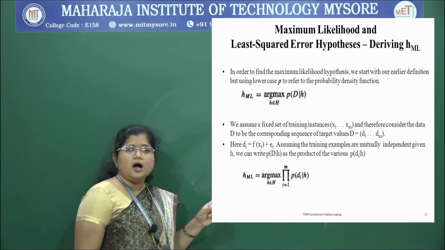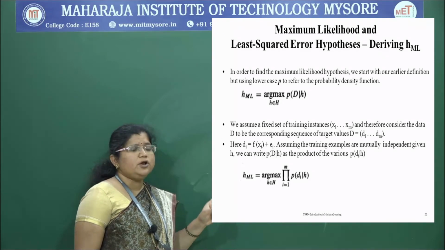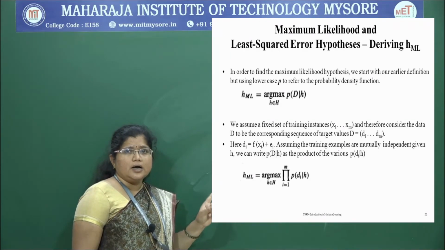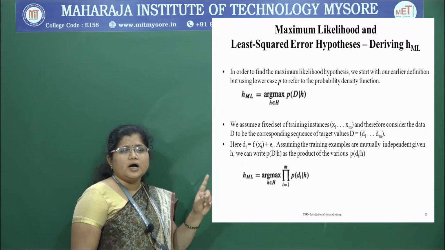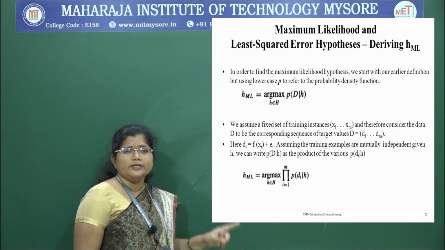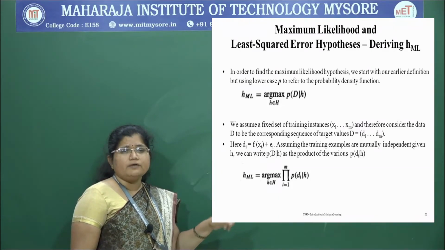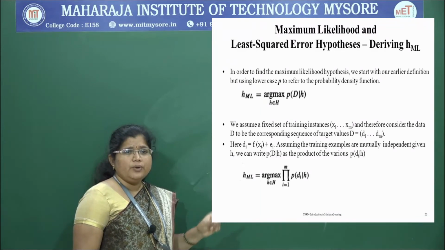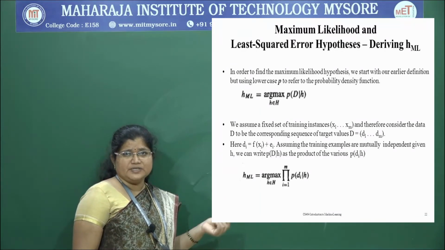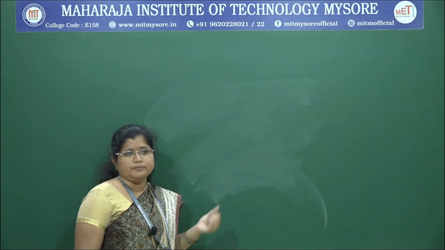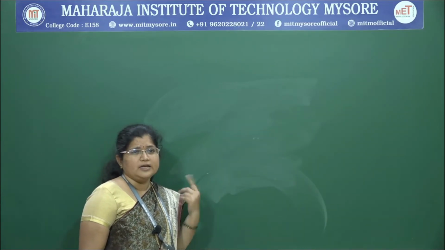Assuming the training examples are mutually independent given h, we can write P of D given h, so that h ML is equal to argmax over h belonging to H of the product for i equal to 1 to m of the small p, that is the probability density, of di given h, where di, with i from 1 to m, is a target value.